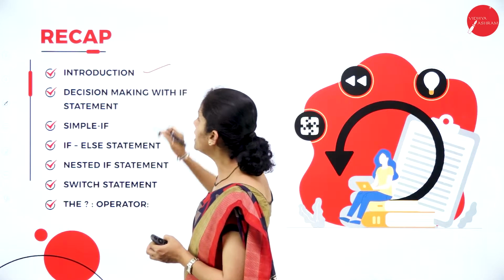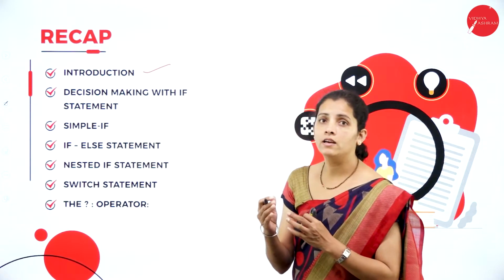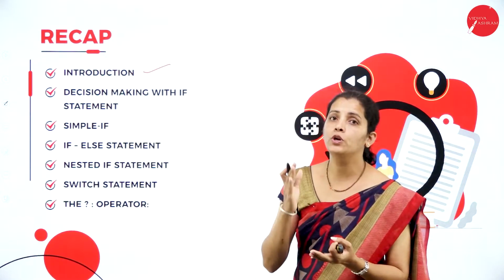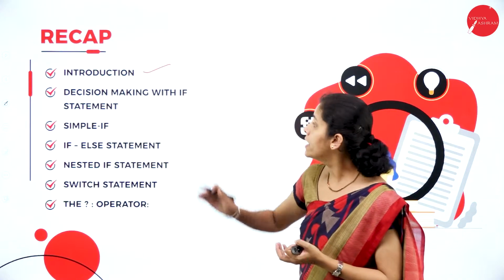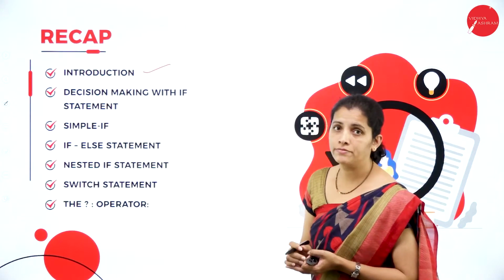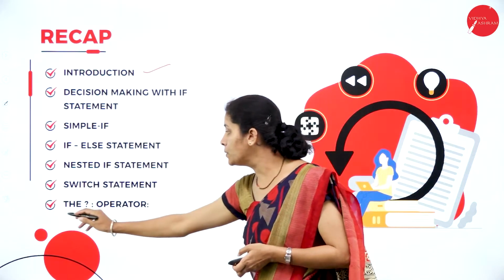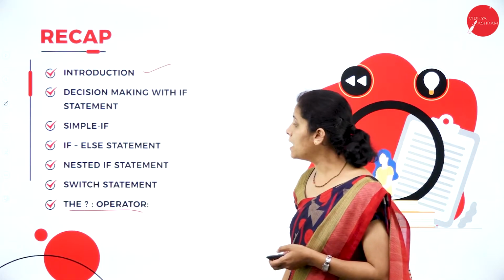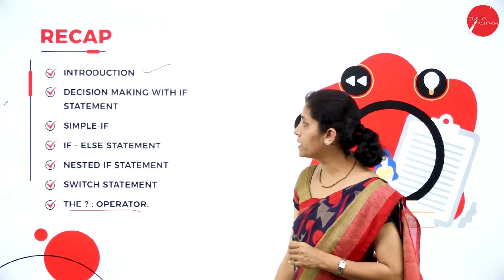So I started with why I want decision making, and if I don't perform decision making, what is going to happen. Along with that, I have discussed the if statement, if else statement, nested if statement as well as the switch statement. Along with that, I have discussed the question mark colon operator, that's nothing but the ternary operator.